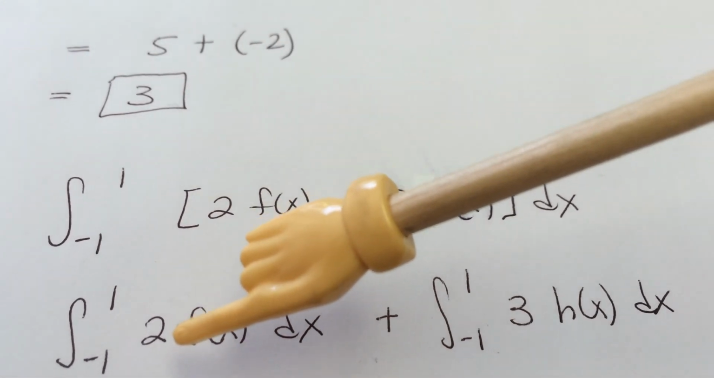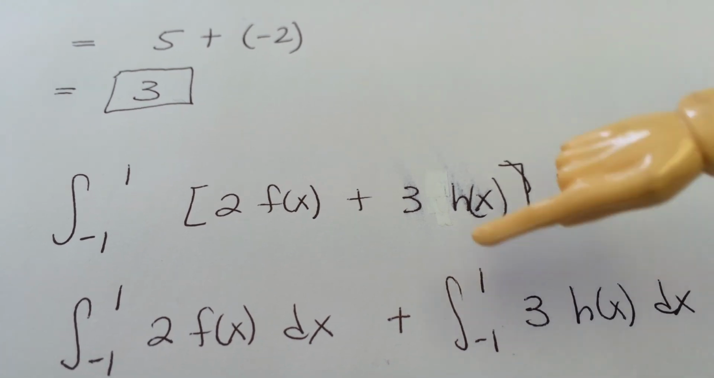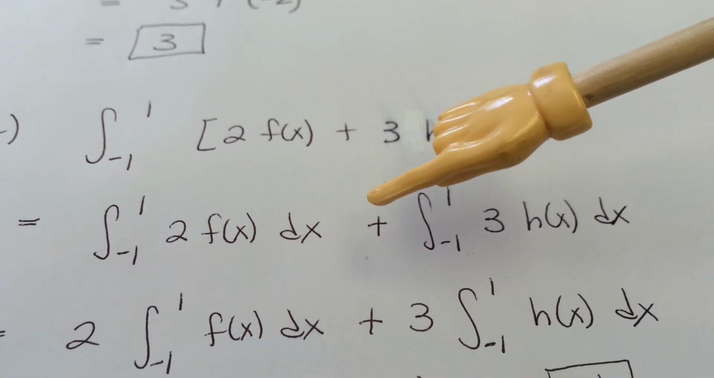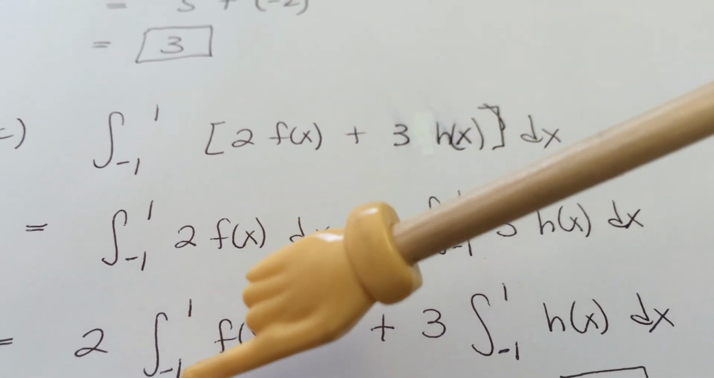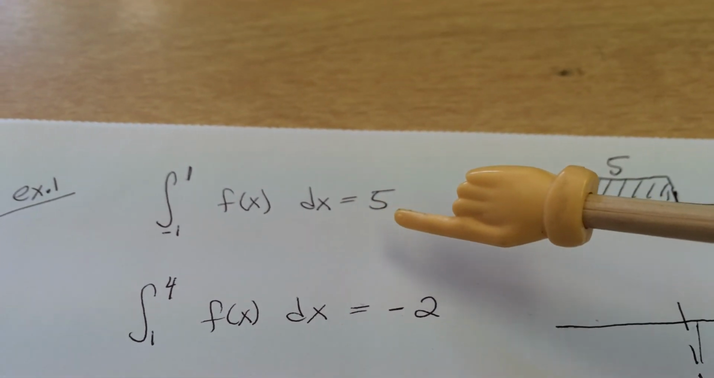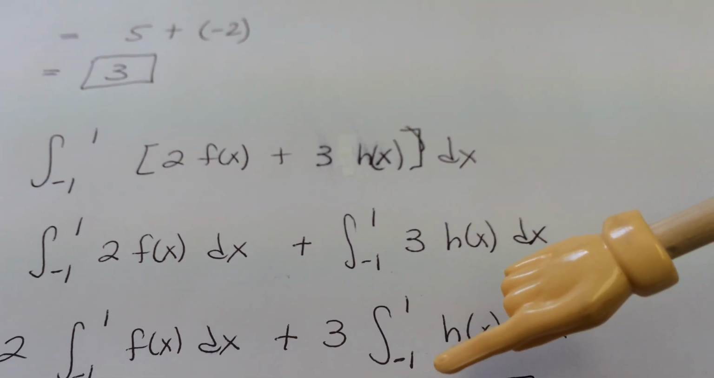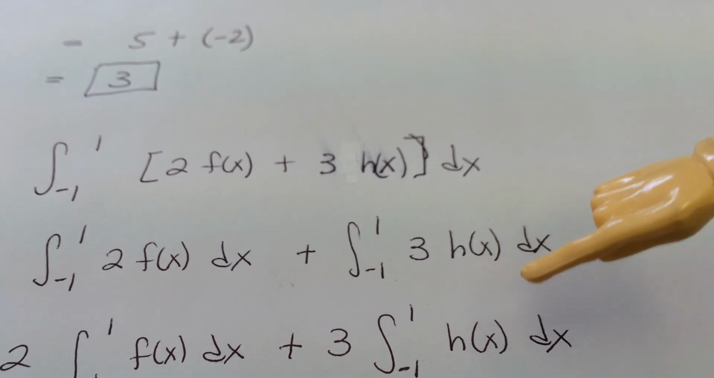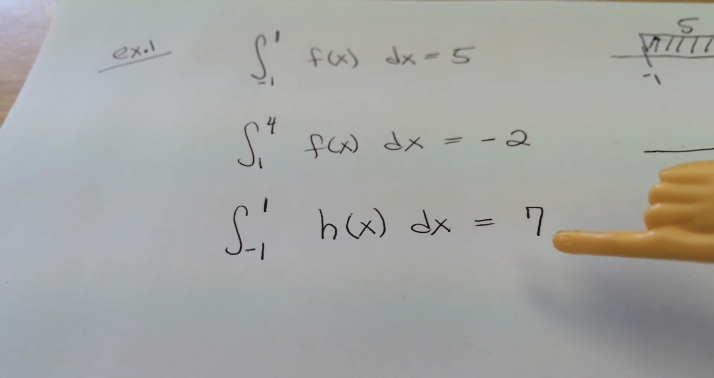And then from there, one of the rules says that if I have a constant, a number out here, we can put it in front. So that's what we do for the next step right there. We put it out in the front. So I know the limits from -1 to 1 of f of x is 5. And I also know the limits from -1 to 1 of h of x. Now that's where the h of x is going to come in. So h of x is going to be 7 right there.